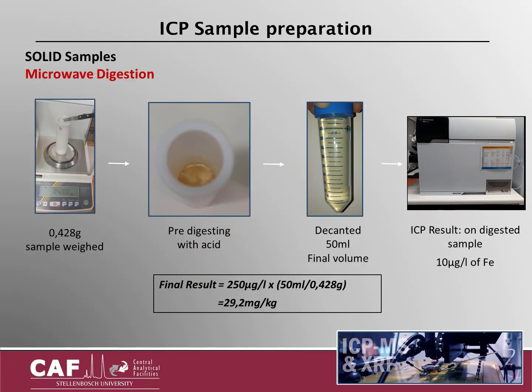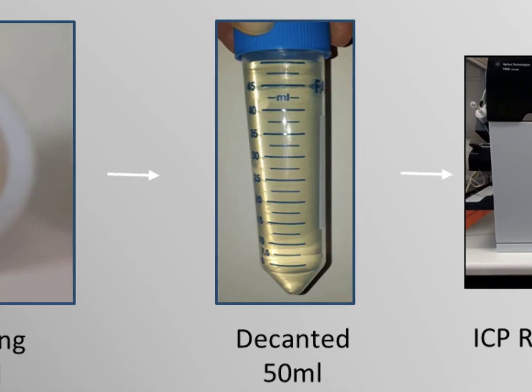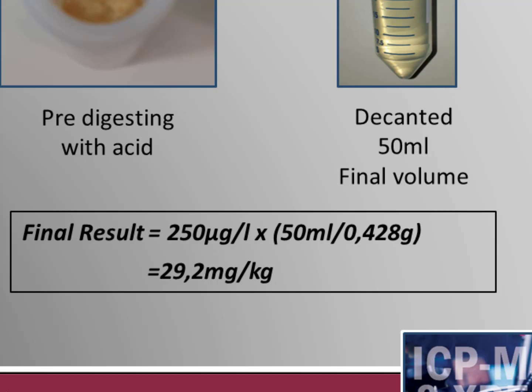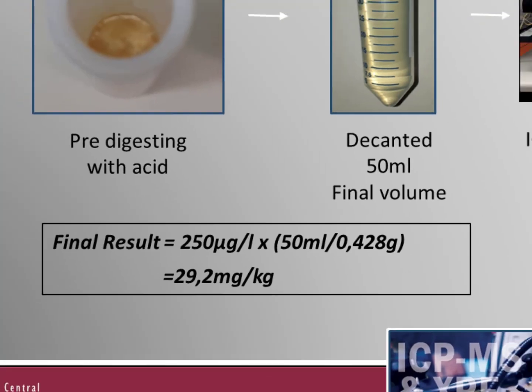Once the samples are cooled, they are decanted into 50 ml acid-cleaned containers and made up to a final volume, which is usually 50 milliliters. The mass of the sample weighed and the final volume are what is used to calculate the result that will be produced by the ICP back to the original concentration in the sample, expressed in micrograms per kilogram or milligrams per kilogram.